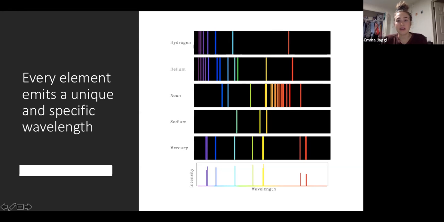As you can see, this is hydrogen's emission spectrum. Helium emits a bit more than hydrogen. Neon, and sodium has a smaller one, it emits less light. Then we've got mercury. And this right here shows a display of the intensity and the wavelength.